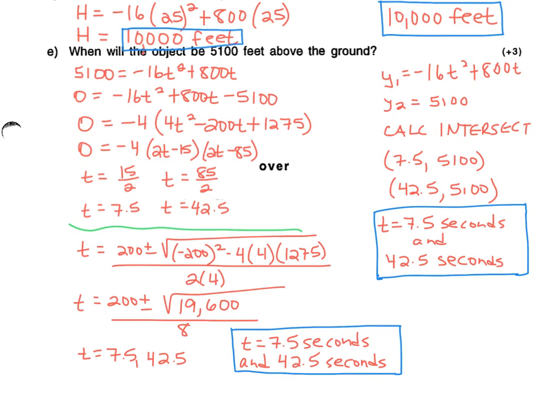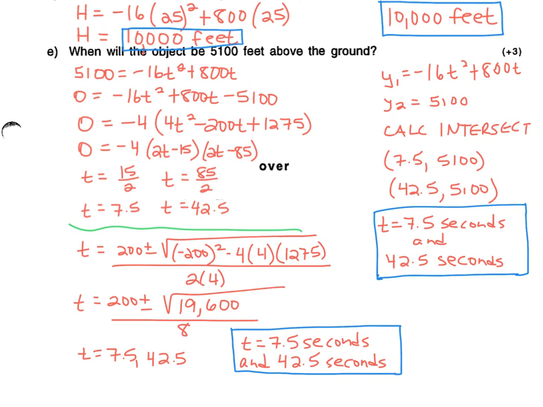And finally, before we talk about the final answer, if you were to use the quadratic formula straight on this part of the quadratic equation up here, before you factored out the GCF of -4, you would still get your final answer of t equaling 7.5 and 42.5.